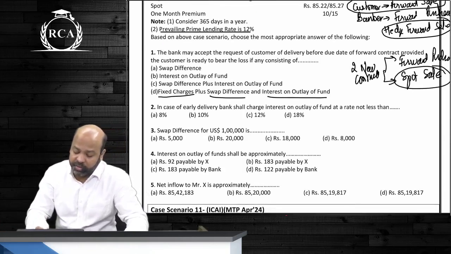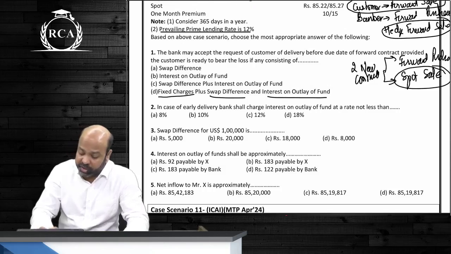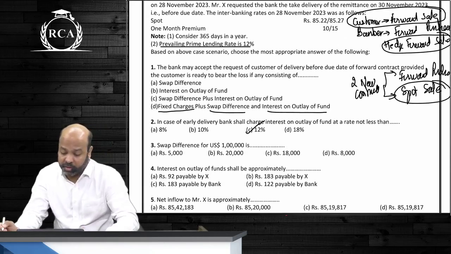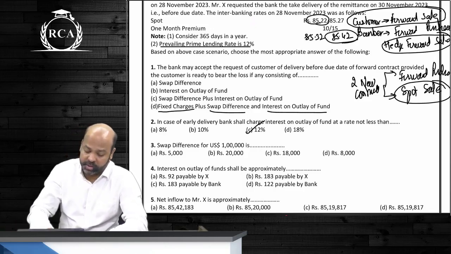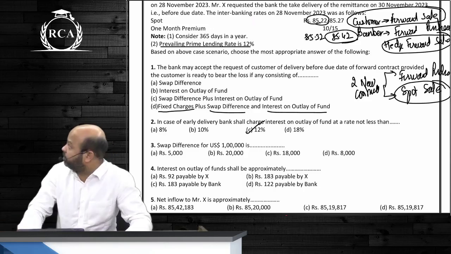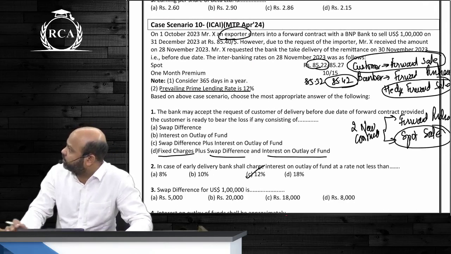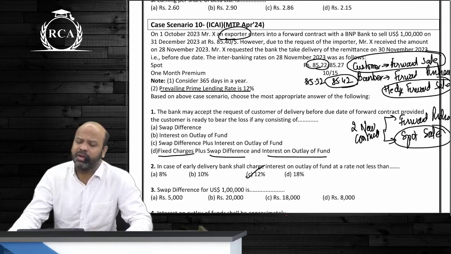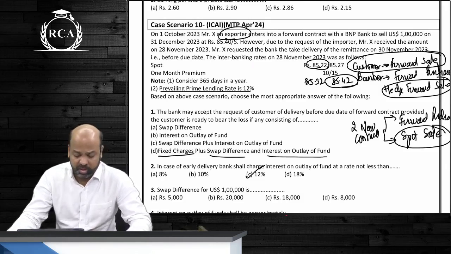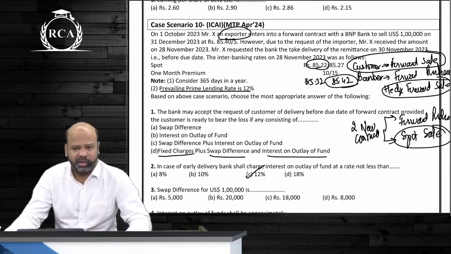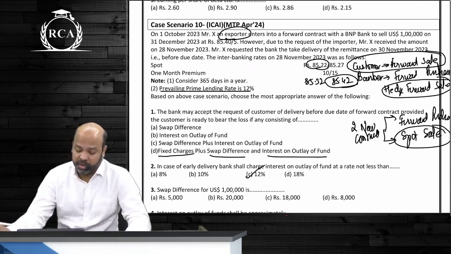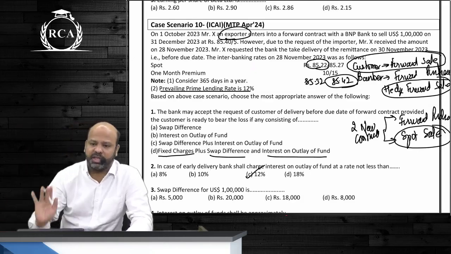In case of early delivery, the bank shall charge interest guys on outlay of funds at a rate not less than 12%. Swap difference will be 80. Forward rate is 85.42, 85.32. So he's entering into a forward purchase contract, spot sale contract, 20,000. It will be the difference between 85.42 and 85.22. In an MCQ, if compulsory fixed charge is also an option, mark it. He has a right to recover that. All of these are the charges that he has to incur.